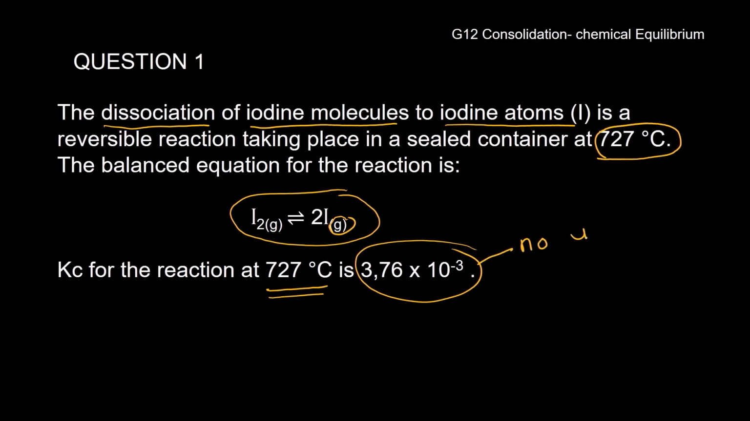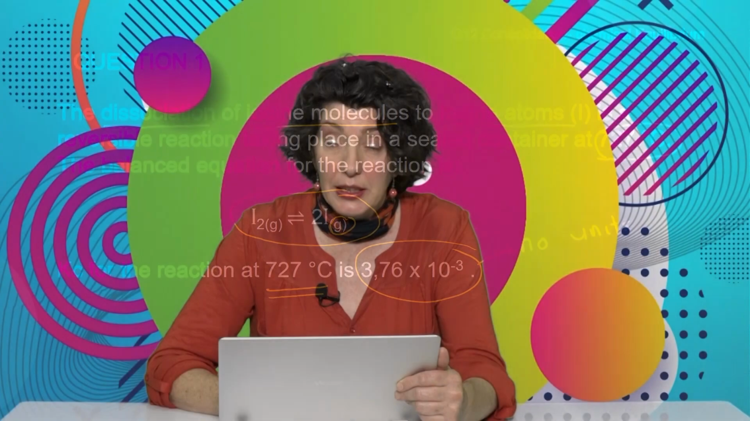It's got no units, and the reason why it has no units is because it's a comparison. It is a ratio between the concentration of reactants and the concentration of products, once equilibrium has been established. Kc can only be changed when there is a change in temperature. Nothing else can change Kc. What are they going to ask us?